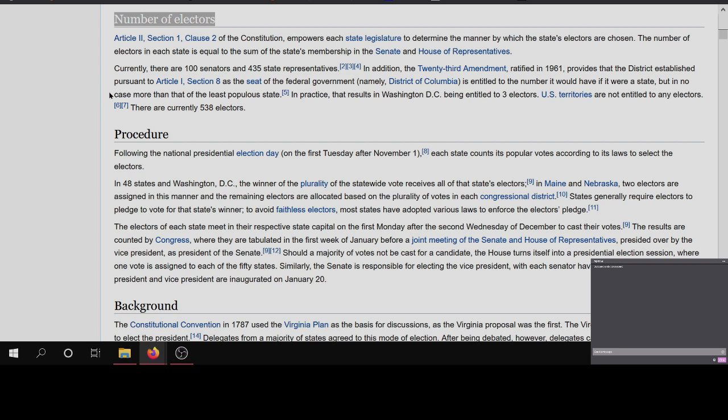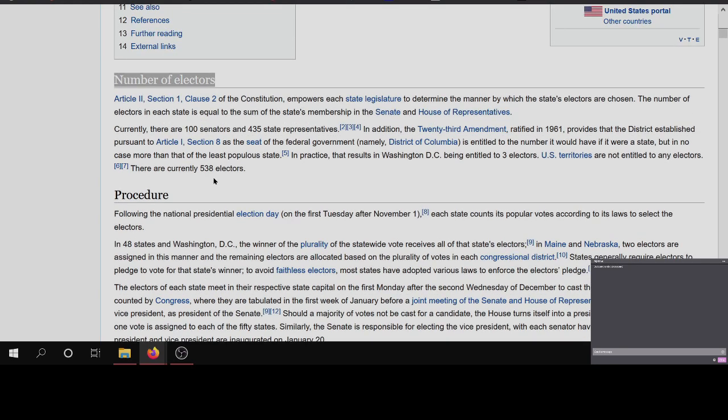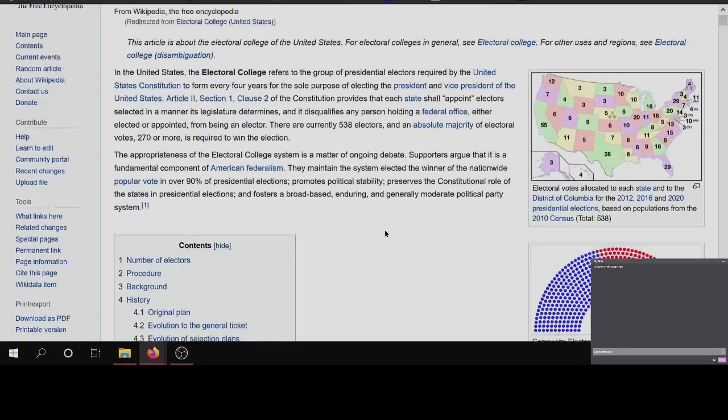In practice, this results in Washington, D.C. being entitled to 3 electors. U.S. territories are not entitled to any electors. Currently there are 538 electors. So yeah, you could just remember that. It corresponds to the amount of people here.